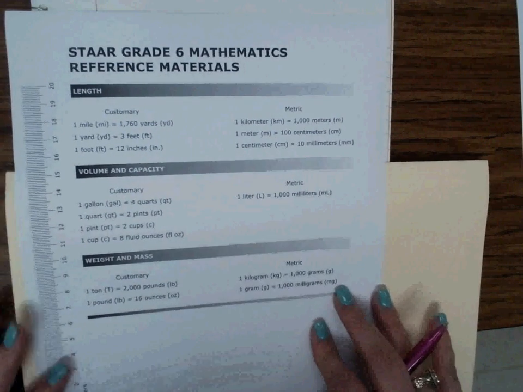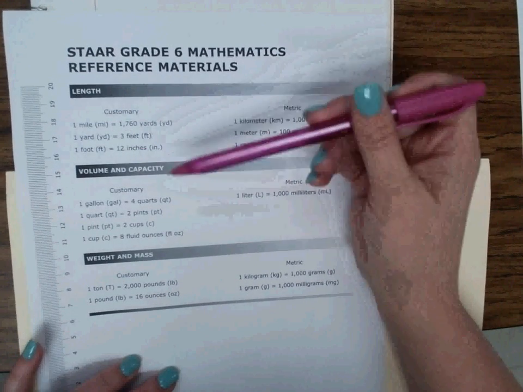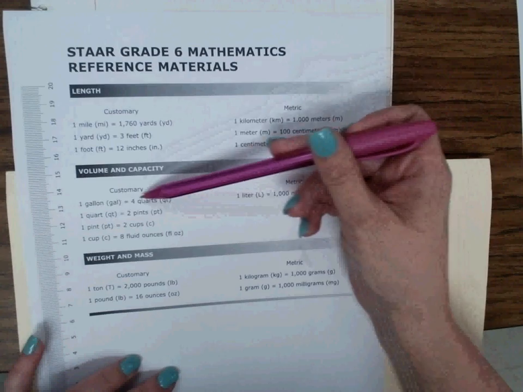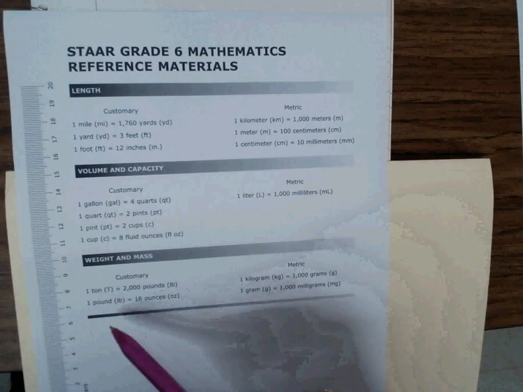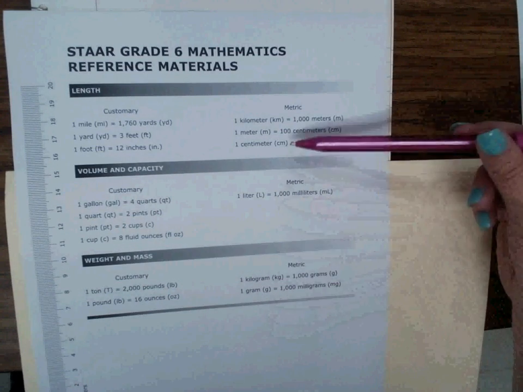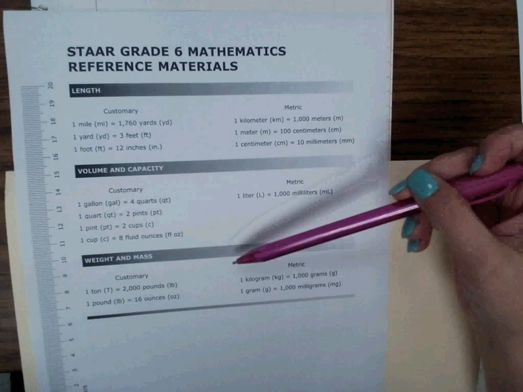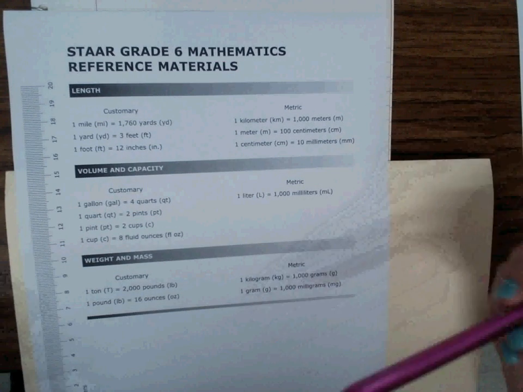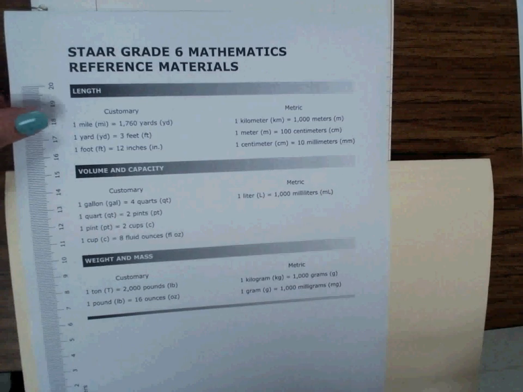So it tells you how many yards are in a mile, feet in a yard. It talks to you about volume, so how many gallons in quarts, and how many tons in pounds, pounds in ounces. This is very useful. You should have this. And if you don't, you need to find a way to get one for yourself. It should be in your INB, and if you have lost it, the internet has a wonderful resource. Just Google it and print it out for yourself.